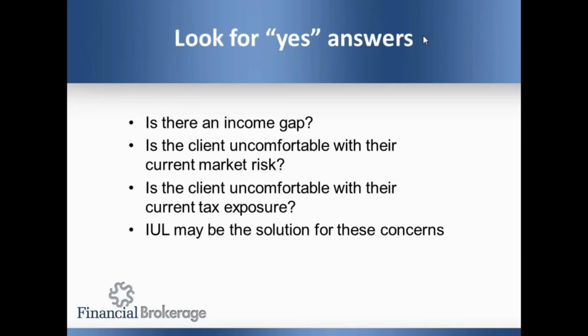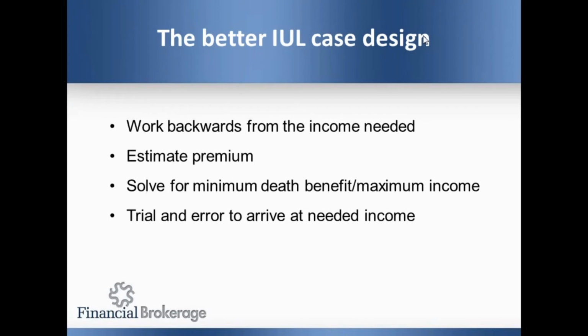Once we have that number, we're going to have to estimate the premium to put into a policy to generate that distribution amount. We're still going to solve for the minimum death benefit and maximum income, but we're going to have to use a lot of trial and error. This is not a quick quote that you can put together in just 2 minutes. It's going to take some time and several full illustrations to arrive at this. Now, we don't have that much time in our webinar, so I've done that already.